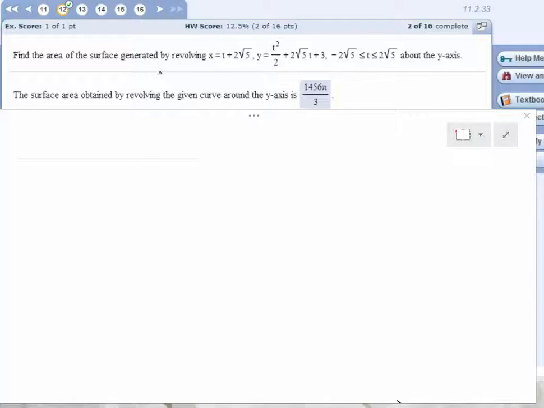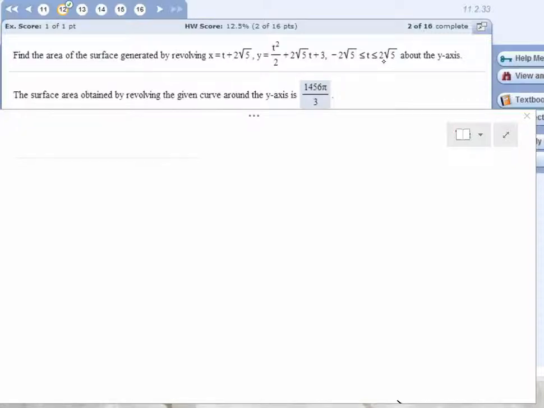Okay, on this problem, you're asked to find the area of the surface generated by this curve that's parametrically defined: x equals t plus 2√5, y equals t squared over 2 plus 2√5 t plus 3, on the interval from negative 2√5 less than or equal to t, which is less than or equal to 2√5. So you should have your formula kind of memorized by now.